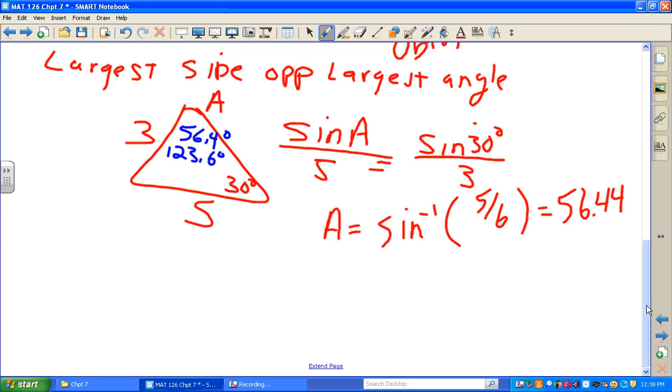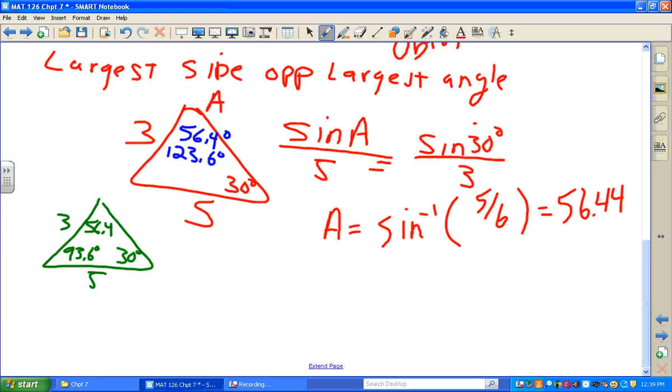Wait a minute, say that one more time about 180. Okay, what's 56.4 and 30 subtracted from 180? 93.6, with sides 3, 5. Could that angle be 93.6? Sure it could. Why not? You don't know what this side is. What is this side right here? No, there is no hypotenuse. There is no right angle.